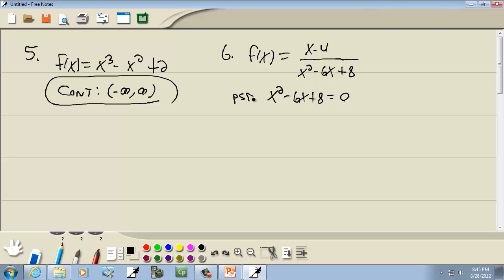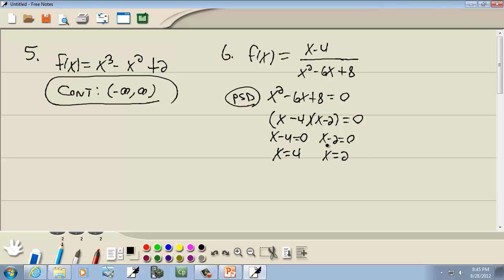Now this is the PSD method. x squared, x, no x, and there's no number in front of your x squared. So this factors as x minus 4 times x minus 2 equals 0. Set each one of those equal to 0, so I set x minus 4 equal to 0, and x minus 2 is equal to 0. And we get x equals 4, and we get x is equal to 2. Now this is where it's discontinuous.